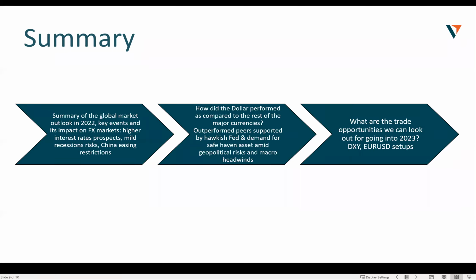In terms of the trade opportunities to look out for, we covered the dollar index, euro dollar, as well as gold. Those are the three setups that we look at. We can see that they are currently sitting on the higher time frames key zone. So ideally what we want to see going into next year is a clear structure to be formed. And if there is a change in structure on the smaller time frame, then this could be a sign that we're seeing a reversal. So that's the market outlook for today.